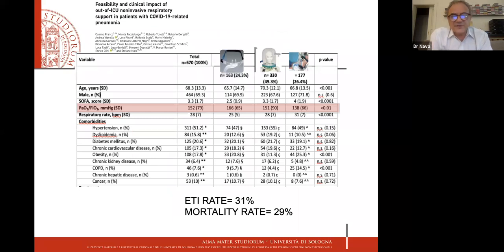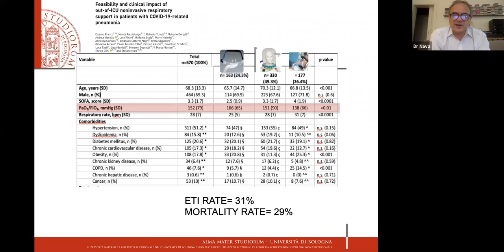Well, this is probably, not because we did it, the most informative study performed with non-invasive support, including high-flow nasal cannula, outside the ICU in the north of Italy in the first 3 months of the pandemic. Almost 700 people. Here is the PF ratio. The PF ratio was pretty low, 152.